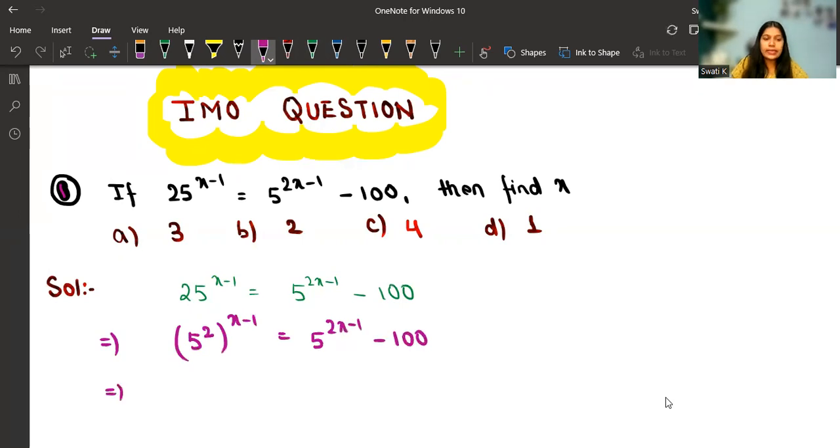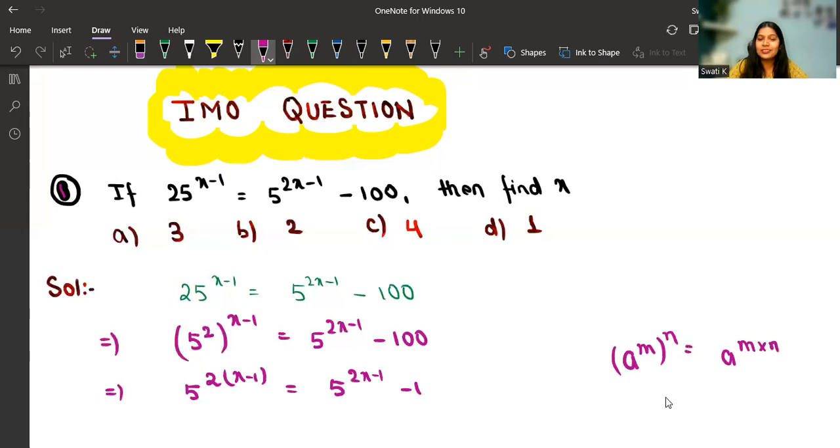Now in the next step, I'm going to use the property of exponent. What is the property? I'll tell you. The property is if I have a raised to m raised to n, using the property of exponent, it simply becomes a raised to m into n. So using this property, this will become 5 raised to 2 multiplied by x minus 1, equals again this as it is, 2x minus 1 minus 100.